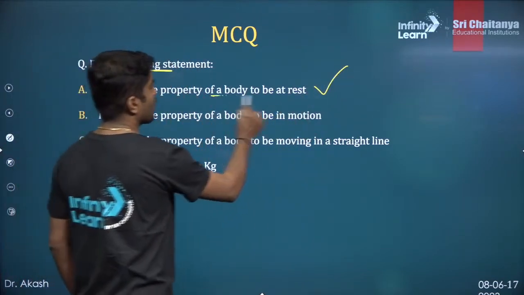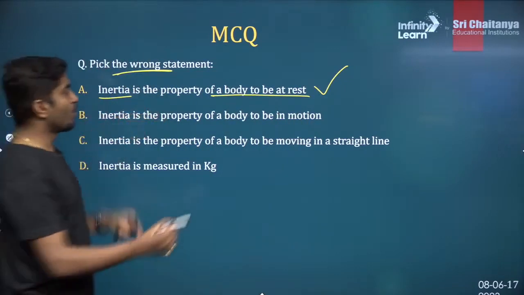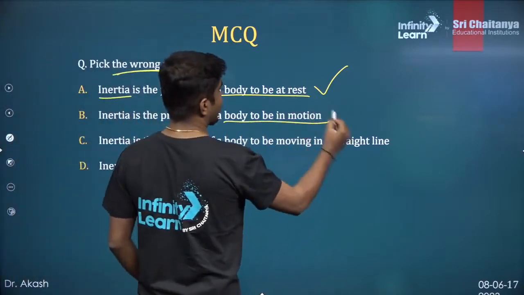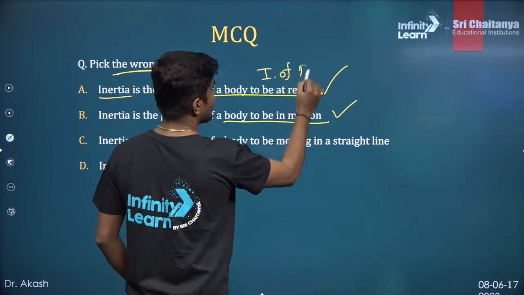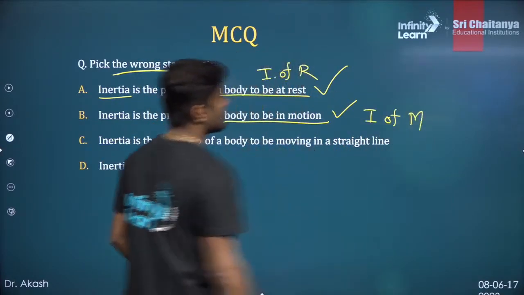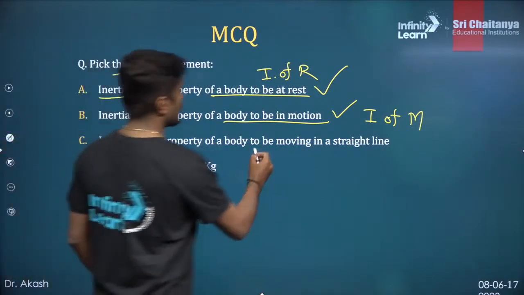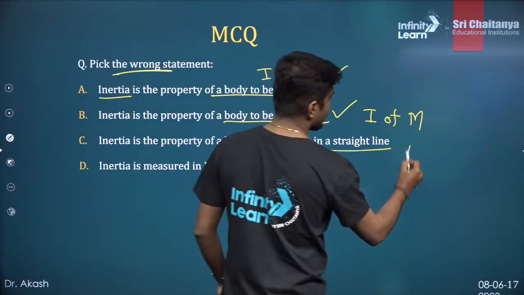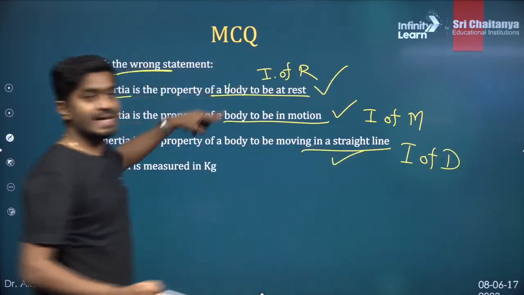Inertia is a property of the body to be at rest, that is inertia of rest. Option number 2, inertia is a property of the body to be in motion, that is inertia of motion. Second one, inertia is a property of the body to be moving in a straight line, that is inertia of direction. So all these three are correct.